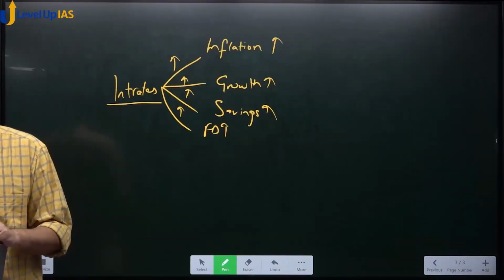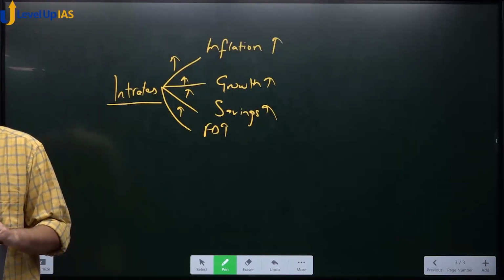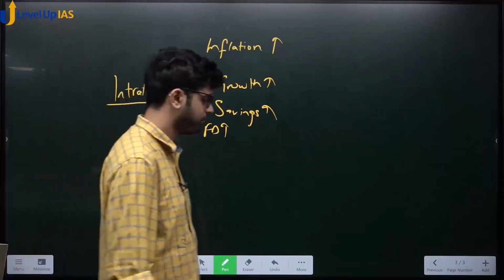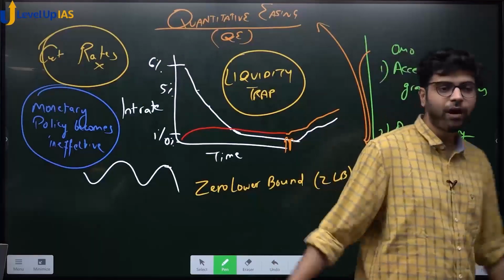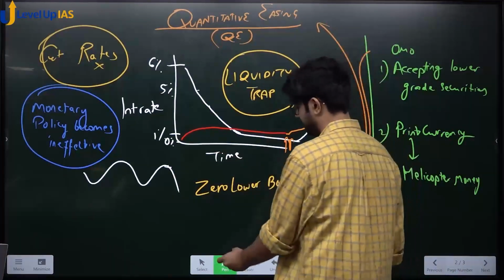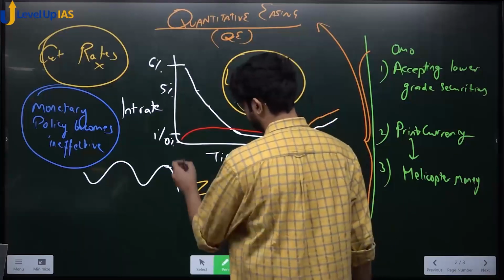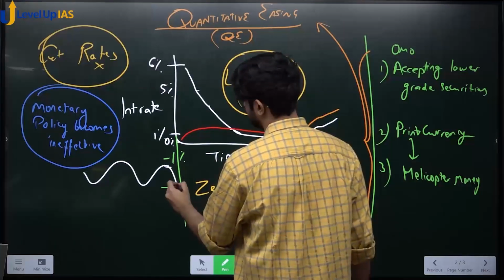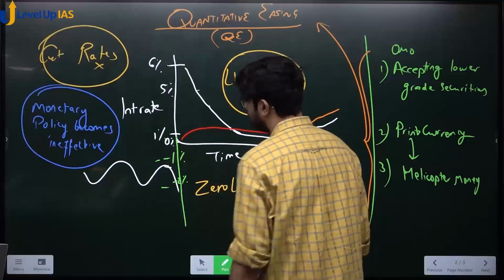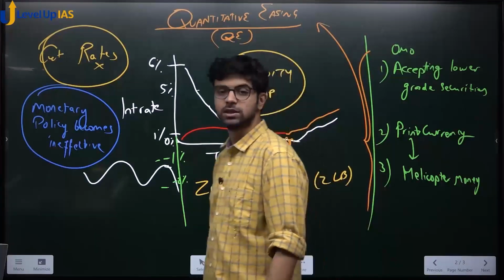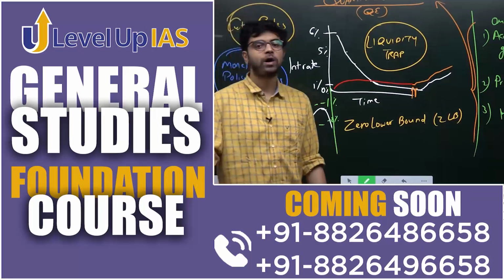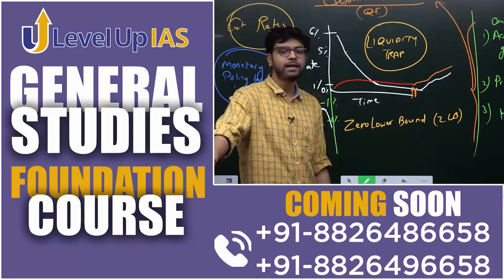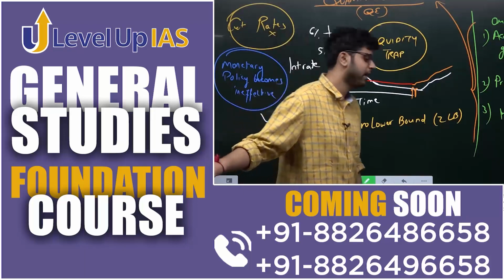Okay? Now we come to another important part of it. What would happen if the rate goes minus? What would happen if, tomorrow, RBI decides to make the repo rate minus 1%? What do you think is the impact of that? Minus 1%. What do you mean by a minus 1% rate?